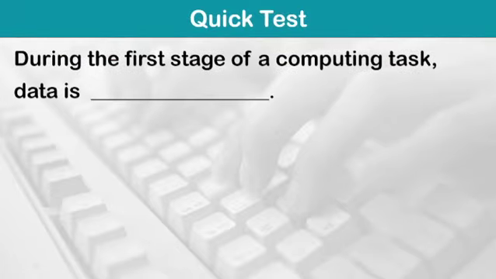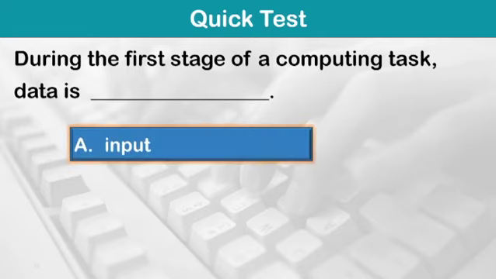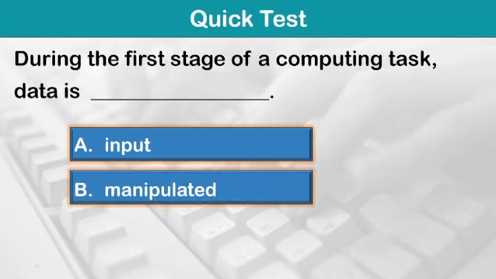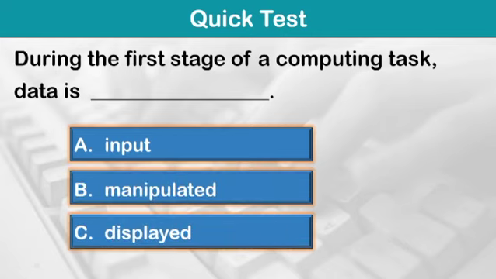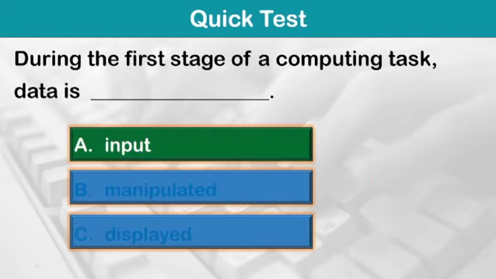During the first stage of a computing task, data is A. input, B. manipulated, or C. displayed. We learned about the three stages in a computing task, and the first stage was to get the data needed to solve a problem. Hence, data is input. The correct answer is option A. Next question.